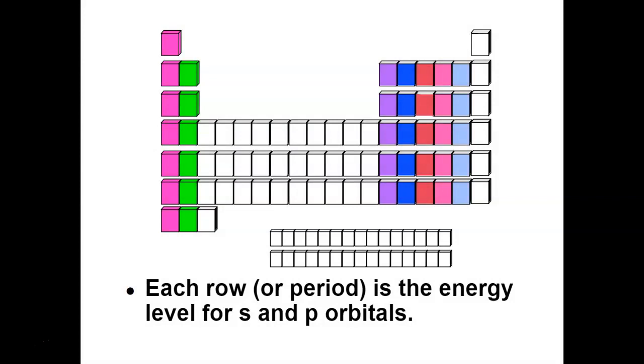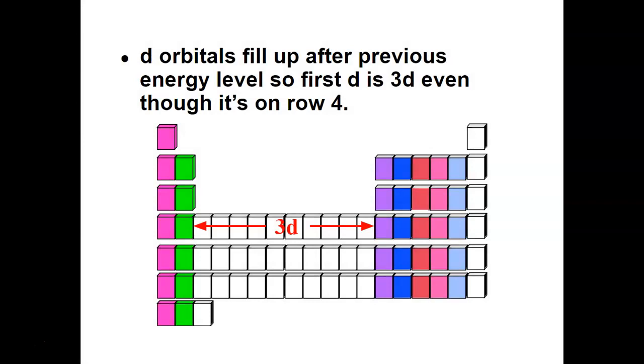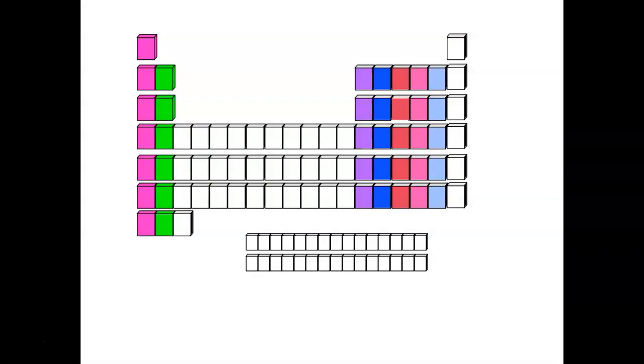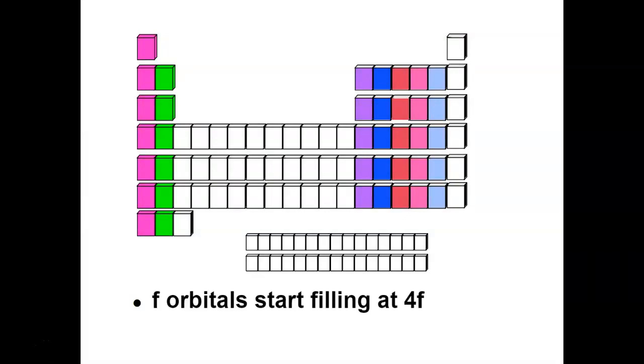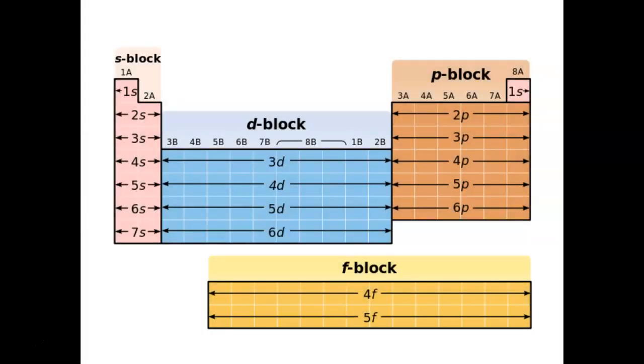Okay, each row or period is an energy level for S and P. So S and P will show up in almost every energy level, except that number 1 energy level only has S, but every other one can hold S and P. And then again, that D orbital is going to fill up our previous energy level. So we're going to start with 3, even though it's on level 4. And then, of course, F is going to start filling up on level 4. And this is kind of what it looks like.